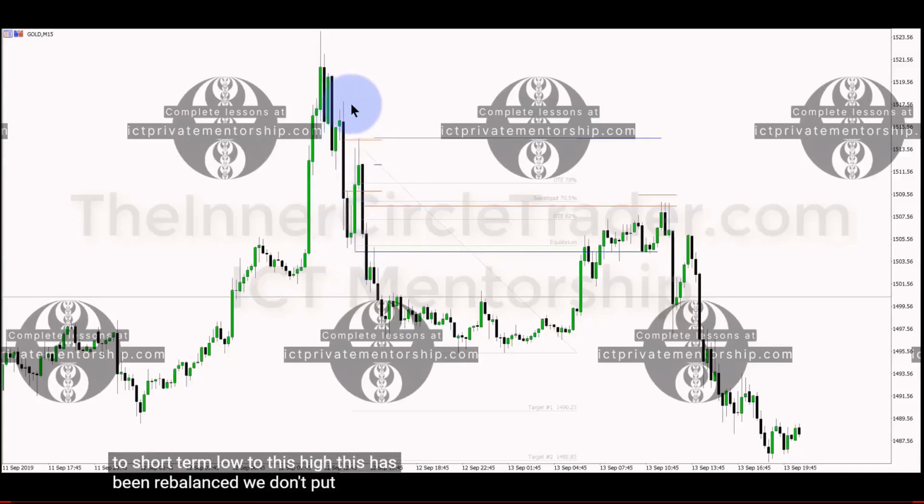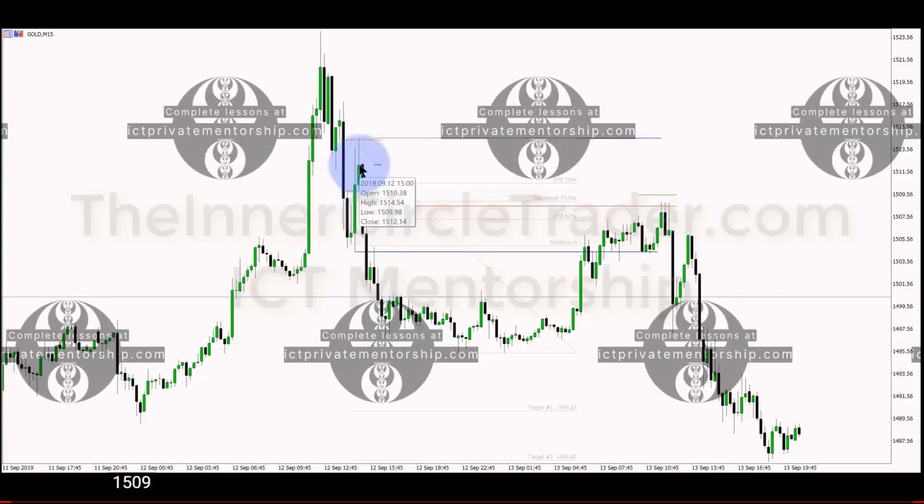We don't put our fib on this high. We use this one. Why? Because this swing has imbalances. This high rebalanced all these down closed candles. Now these down closed candles need to be rebalanced up to this candle's low, right at 1509 and 98 points. We'll just basically call it 1509.